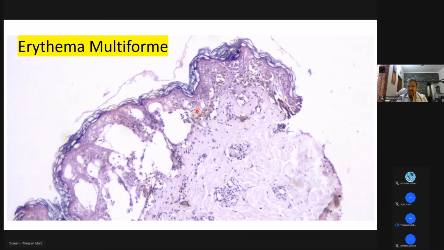If you go closer, you'll be seeing a lot of these apoptotic keratinocytes very close to the granular layer, throughout the epidermis, in the mid epidermis, etc. That will be a clue for you. And usually you'll also be seeing these apoptotic keratinocytes being surrounded by lymphocytes, which is also called satellite necrosis. So this also is a feature of erythema multiforme.